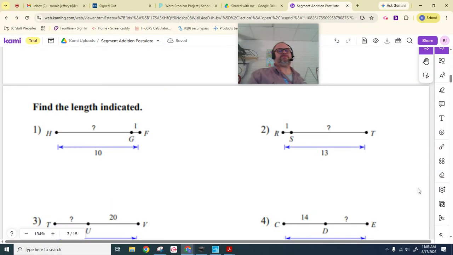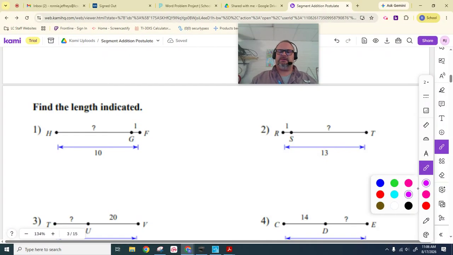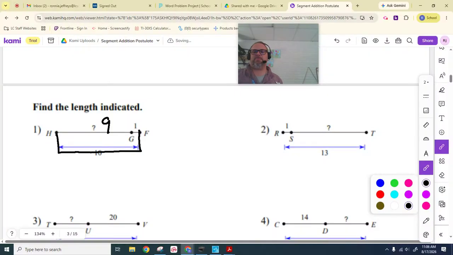So, now, find the length indicated. I'm going to kind of explain this a little bit. Might not need to, but oh well. When it has these little lines right here, this is saying this whole length right here is 10. So if this whole length is 10 and this little part right here is 1, what is this? 9. Okay. Now, I'm going to pause the recording and you're going to work on the rest of these through 8.